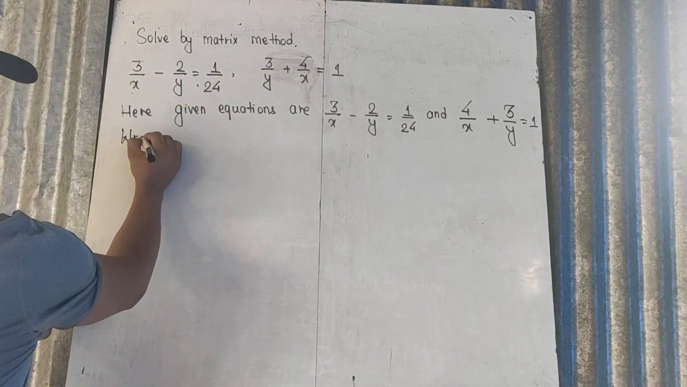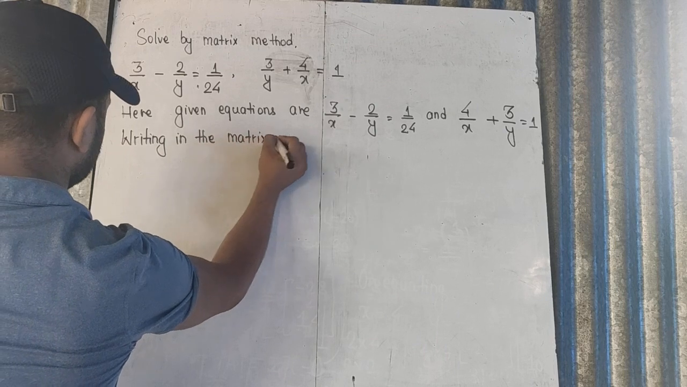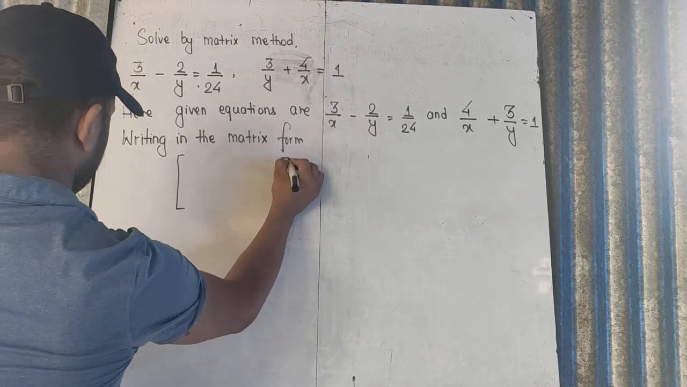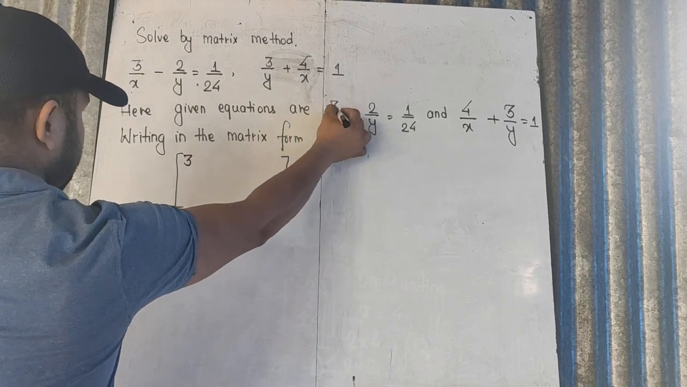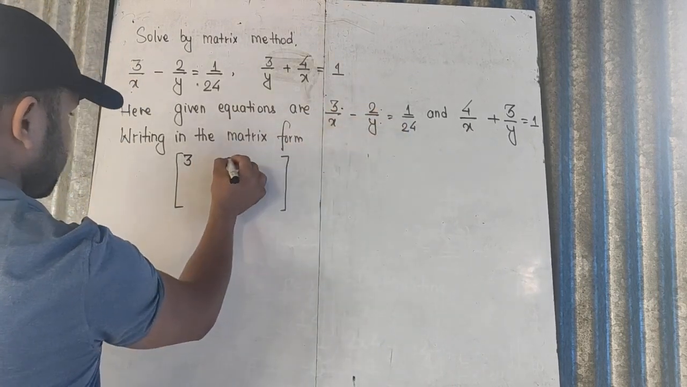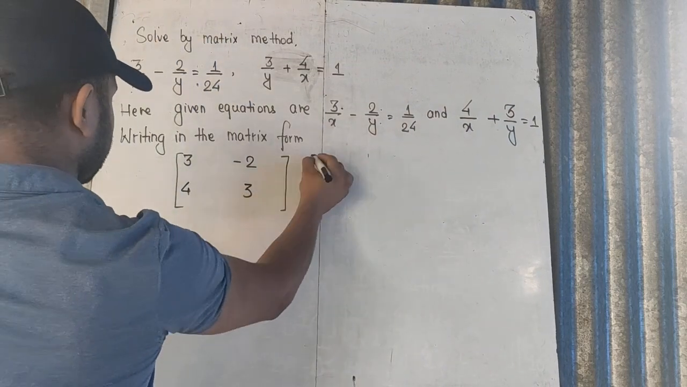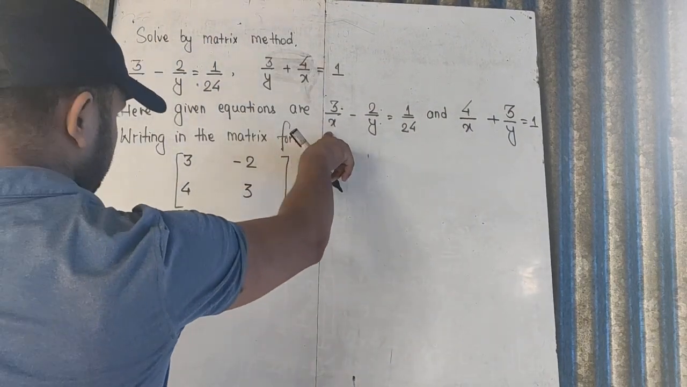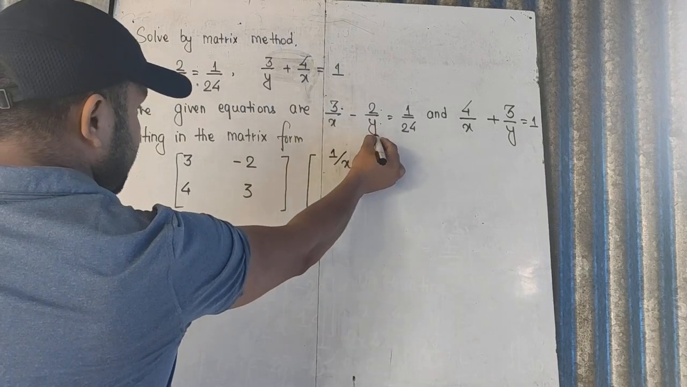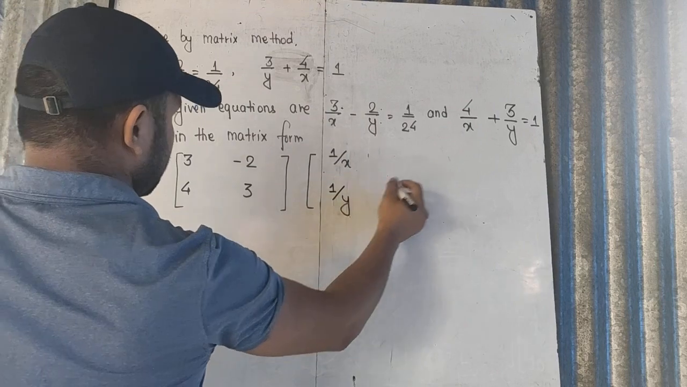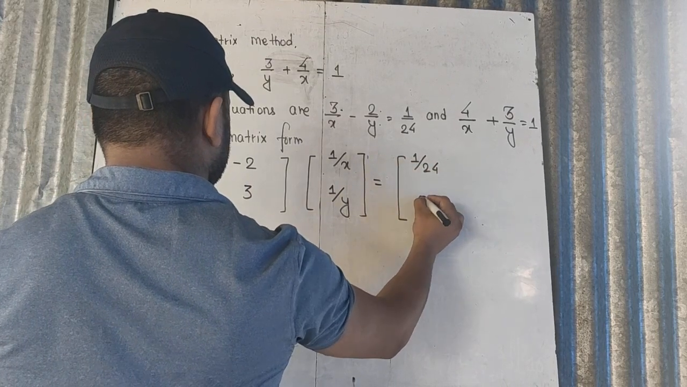Now writing the matrix form. When you write in the matrix form, how do we get here? Here the coefficient of 1 by x is 3, and the coefficient of 1 by y is minus 2. Here the coefficient of 1 by x is 4, and the coefficient of 1 by y is 3. Now here you can see x in the denominator, so here you write 1 by x. Here also the x is in the denominator. Here y also is in the denominator, so here we write 1 by y. Here also y is in the denominator, so there also we write 1 by y.